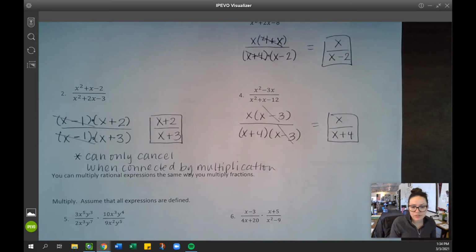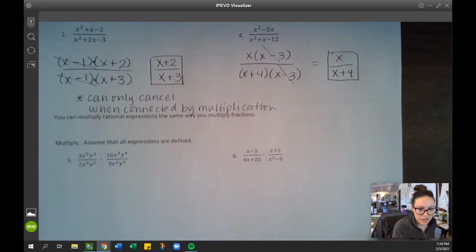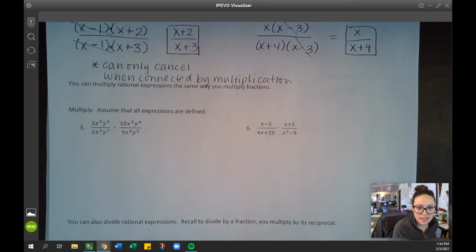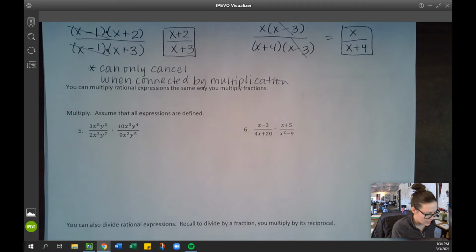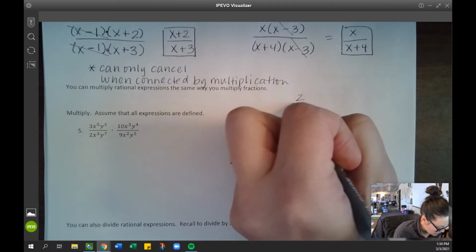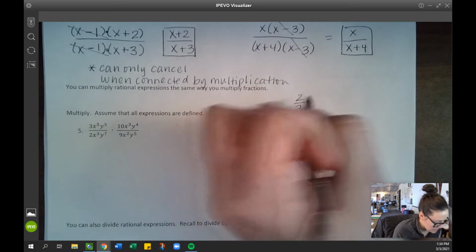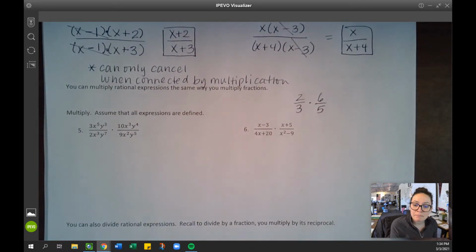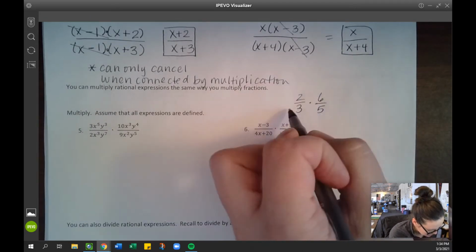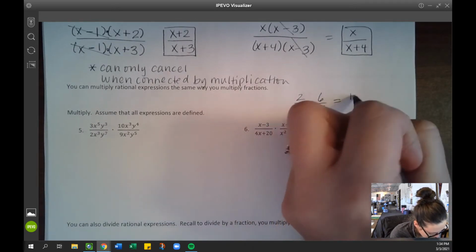All right, we reviewed how to add, subtract, multiply, and divide fractions. So guess what? We can multiply fractions that have polynomials in them, just like we would multiply regular fractions. So, for example, if I had 2/3 times 6/5, when I'm multiplying fractions together, we simply multiply straight across.